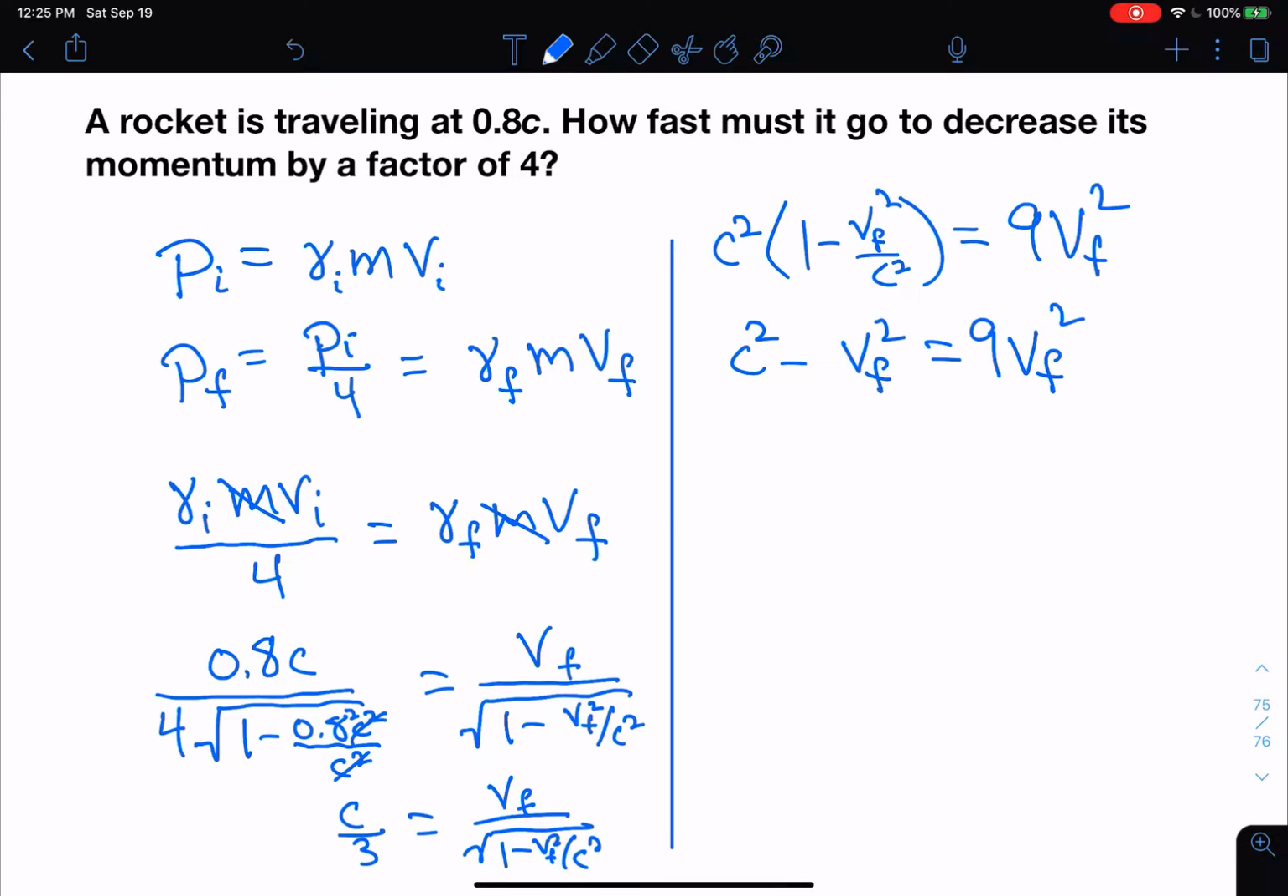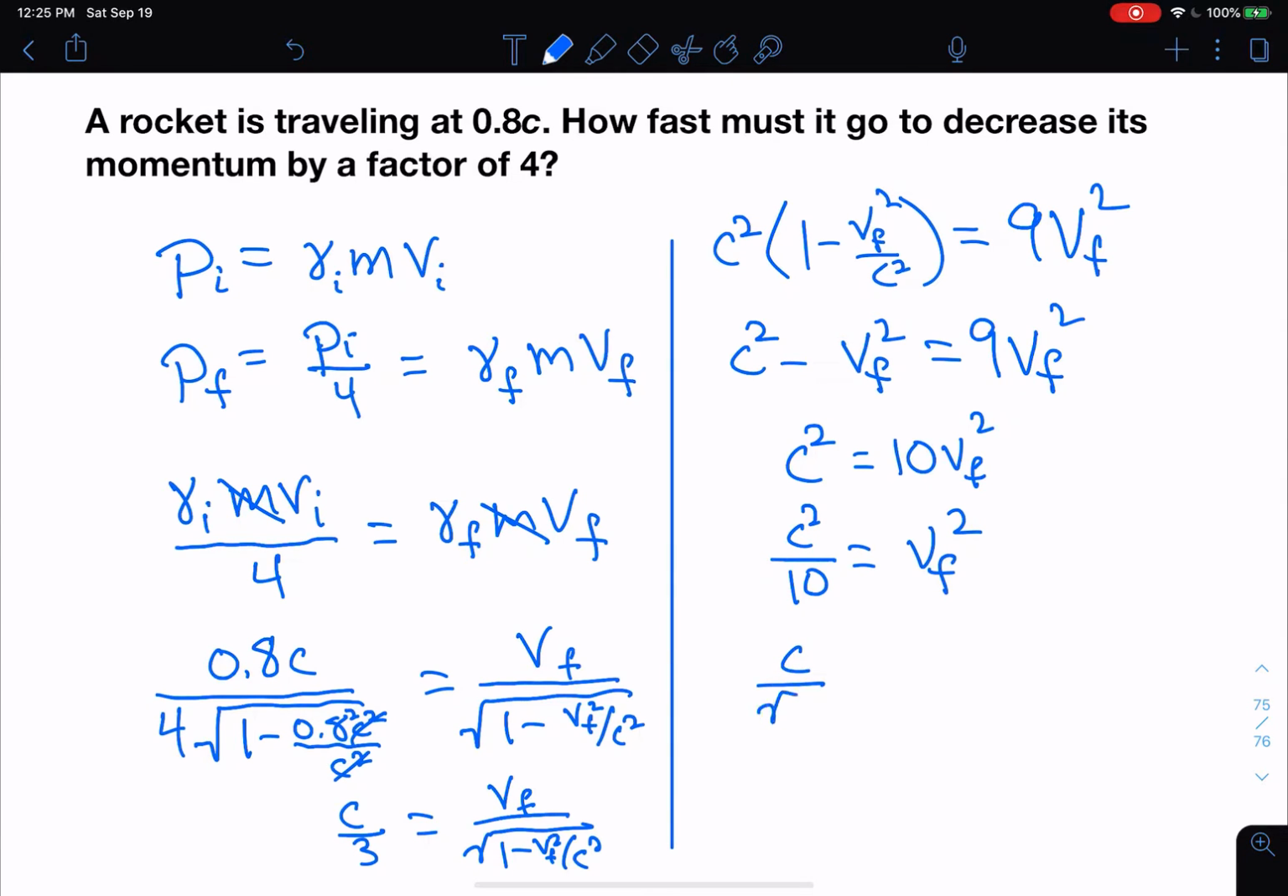We're solving for V final, so this becomes C squared equals 10 V final squared, when I bring that over, that's going to add. And then C squared divided by 10 is going to equal V final squared. Take the square root, and I'm going to have C over the square root of 10 is V final. And that's approximately 0.3162 c.